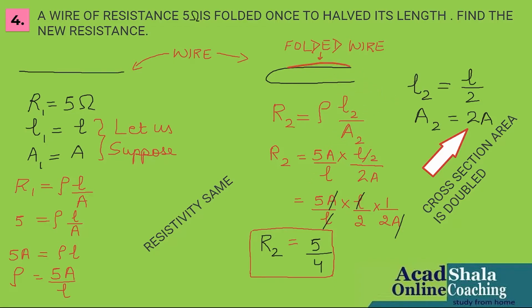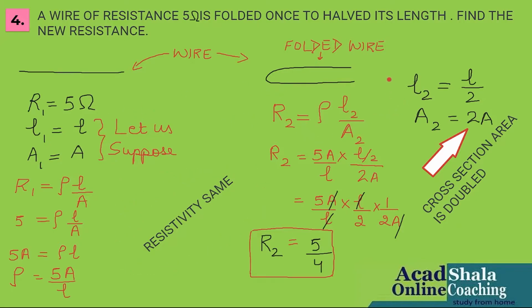The length, they are saying half its length, so L2 in the second case will be L upon 2. Area A2 will be 2A, that is the cross-section area is doubled. See over here, children, there is a thickness in this, so the cross-section area increased, doubled than the first. So these two things you have to keep in mind. First, resistivity same because material is same in both the cases.